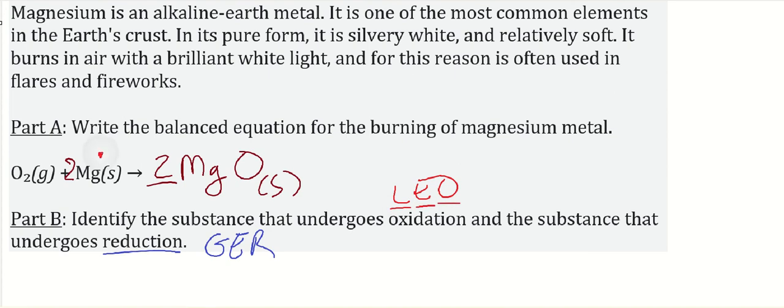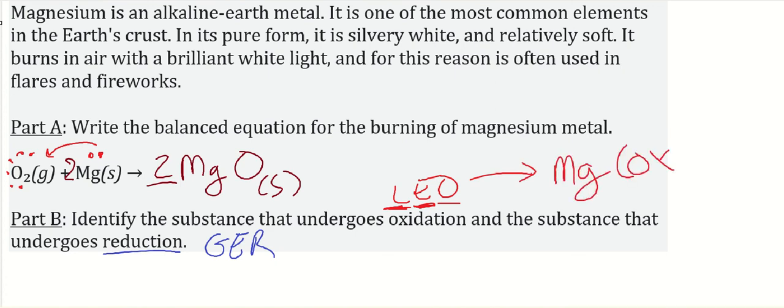Well, magnesium is the cation. Let's draw the electrons on here. Magnesium is the metal, oxygen is the non-metal. I just drew the valence electron. We learned in chapter 7 that metals transfer electrons to non-metals. So magnesium is losing electrons, so magnesium is oxidized. Magnesium is Leo, oxidized.